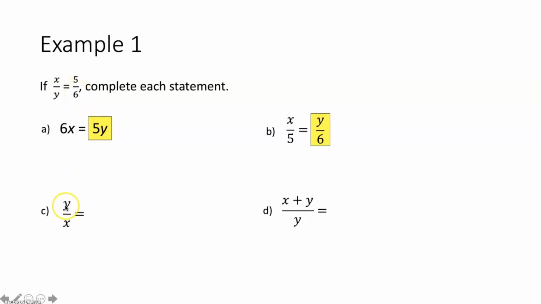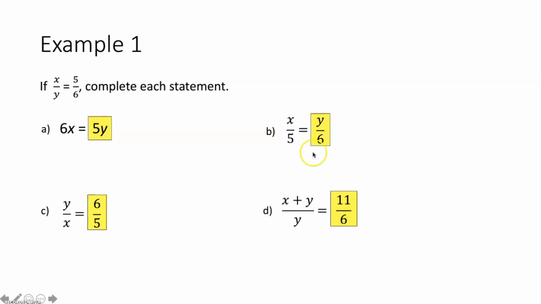Down here, we have y over x is equal to what? So y over x would be the reciprocal of this ratio, meaning we have to set that equal to the reciprocal of this ratio, 6 over 5. Lastly, we have x plus y over y is equal to what? So that was the numerator plus the denominator over the denominator, so it has to equal the numerator plus the denominator over the denominator. So 5 plus 6 over 6, or 11 over 6.